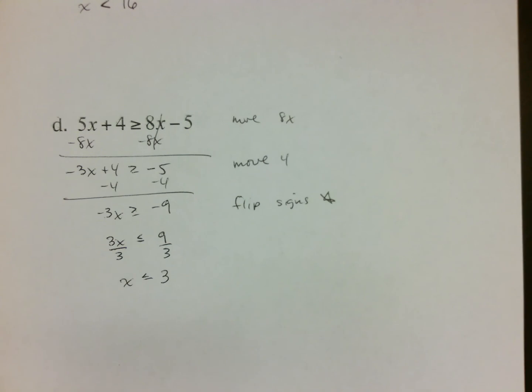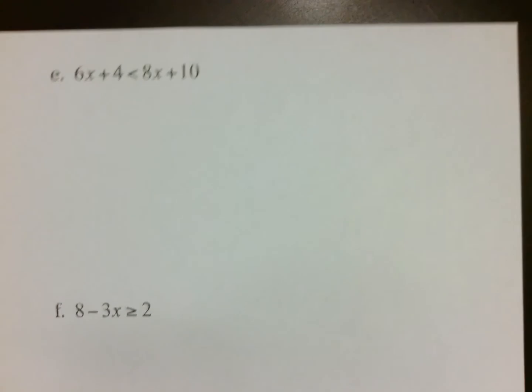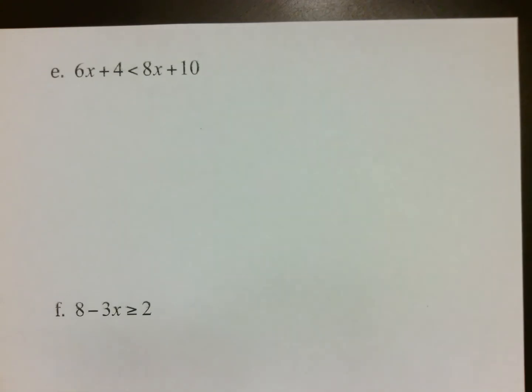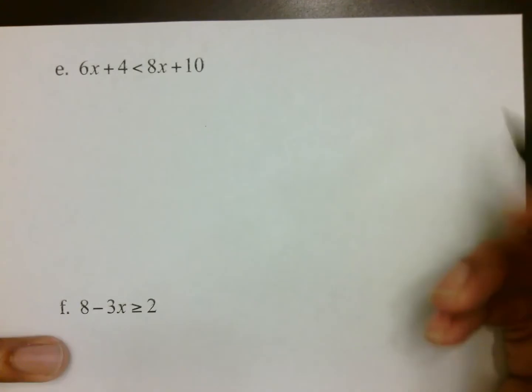So again, if you have to flip the signs, change the symbol. If you have to flip the sides, we change the symbol. But outside of that, there is nothing else to worry about in terms of inequalities. Those are the only two issues that arise, which is why, again, a lot of people miss the questions. 6x plus 4 equals 8x plus 10.